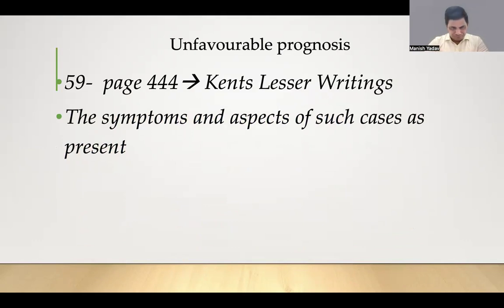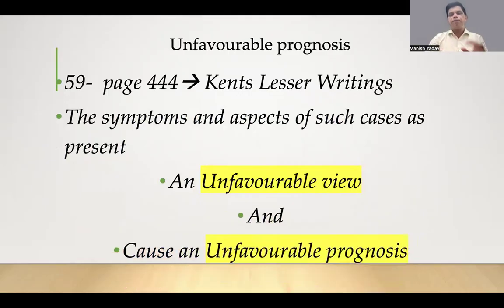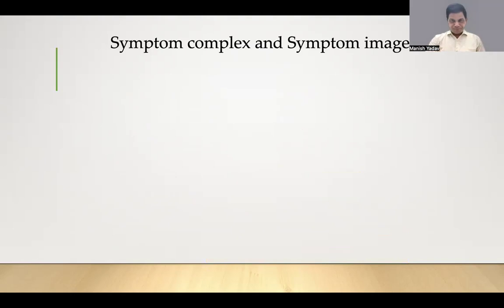So let us start. He says the symptoms and the aspect of such cases as present an unfavorable view and unfavorable prognosis. Now, this is the topic's title. He says there are cases where we have an unfavorable view and unfavorable prognosis. So how do we differentiate? How do we know the symptoms and different aspects of these cases? Then he beautifully narrates two words. He says there is one component called symptom complex and one component called symptom image. Now what is he talking about?